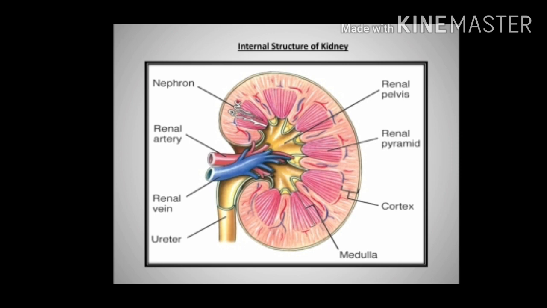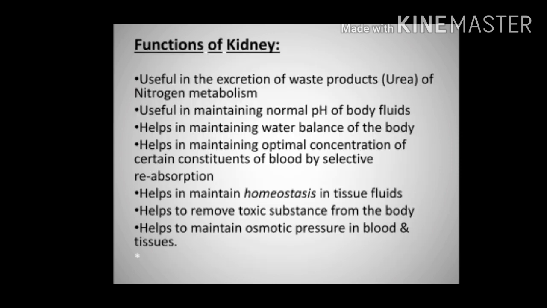Pyramids are cone shaped structures. Here you can see the pink cone shaped structures. They are nothing but pyramids. They contain many nephrons. And the funnel shaped structure inside the kidney is the renal pelvis. You can also see the ureter and renal artery and vein connected at the hilus region of the kidney.